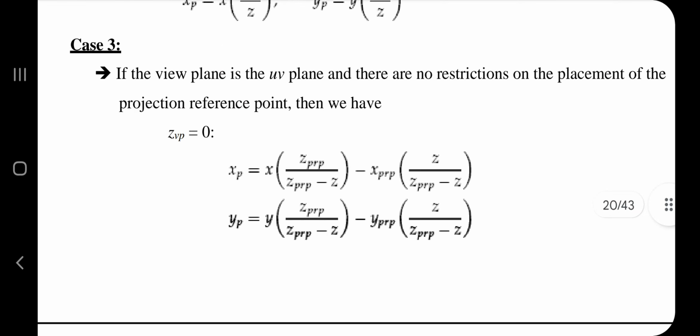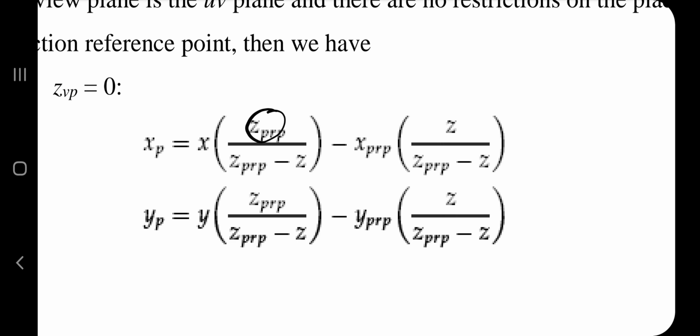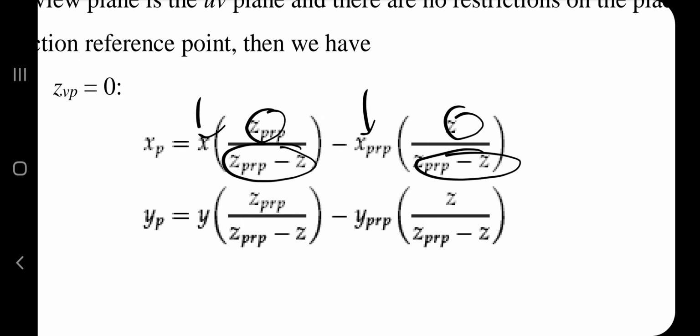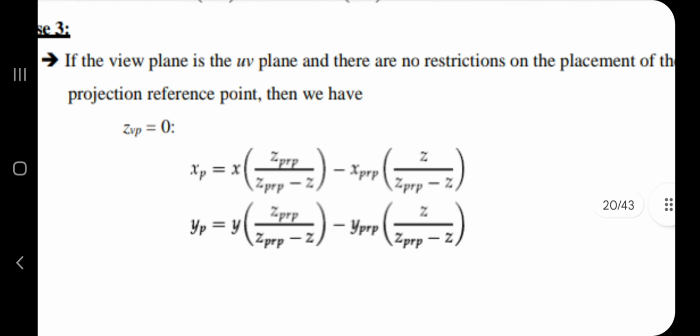So if you observe carefully in case 3, that's the same thing which I have told. zprp by zprp minus z into x, z by zprp minus z into xp. Just change x into y, you will get the y also. Just focus on x, that's all. For y you'll just have to change the letter only, right? Nothing else.